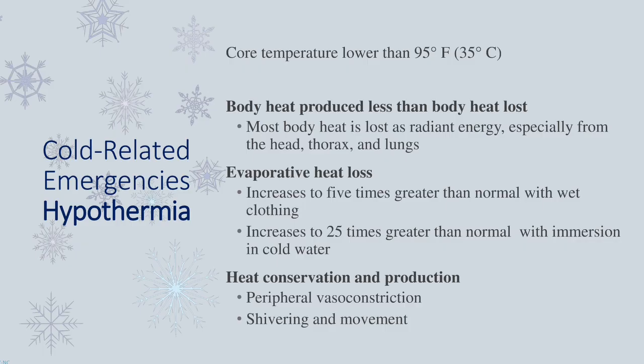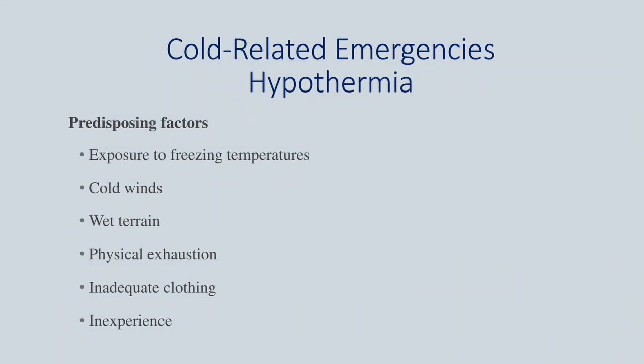Heat conservation and production happens. There's peripheral vasoconstriction, so everything kind of comes to the core center of your body to help your vital organs. And then there's shivering, which will also help. Shivering and movement. If you've ever been cold here in the winter, which I'm sure most of you have, you shiver when you're cold, but also you may shift your body from foot to foot and just can't stop moving. And that's another way your body naturally tries to help you produce a little bit of heat.